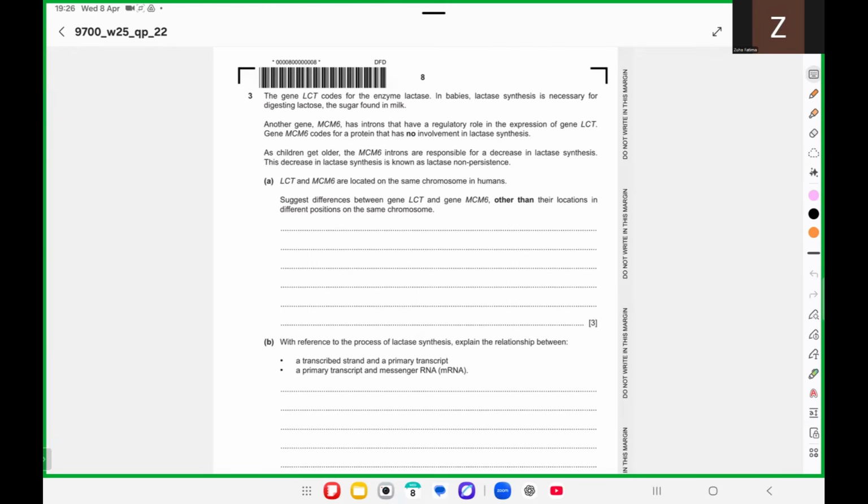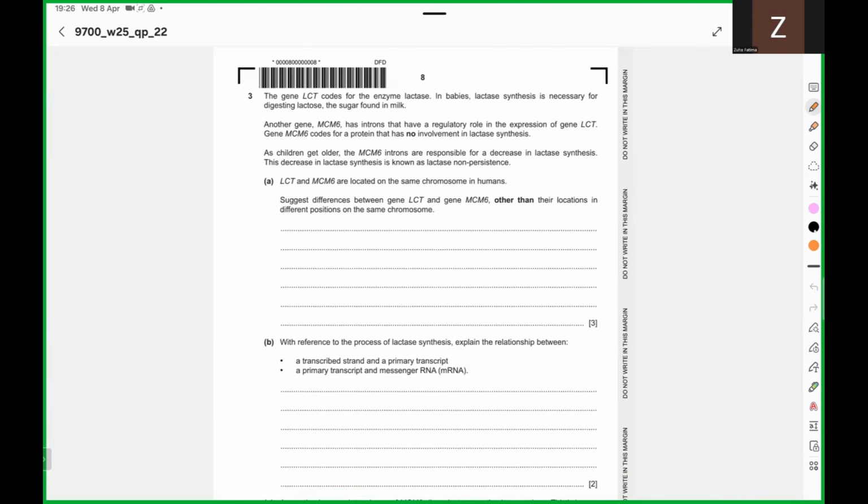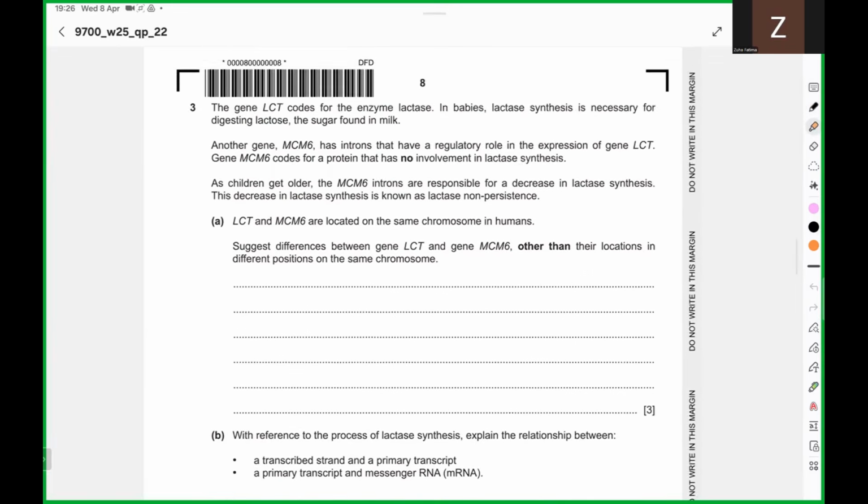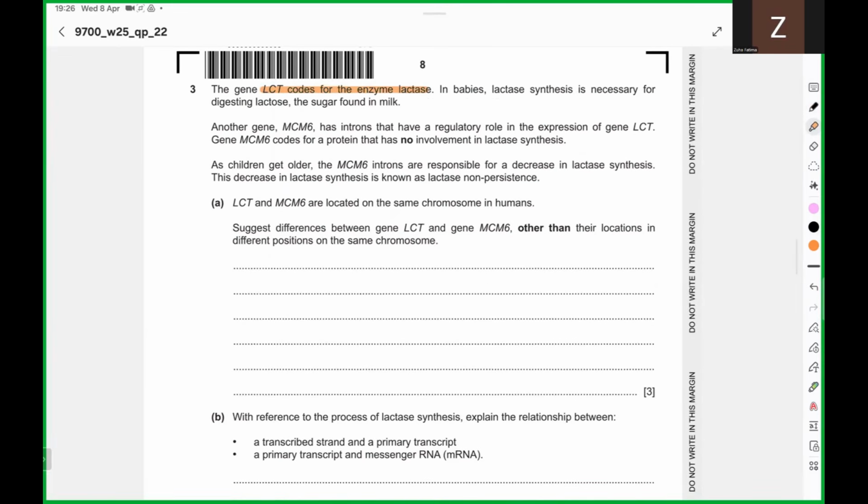Okay, so we have done 3 questions. Question 1, 2, and 5 yesterday. We'll do 3, 4, and 6 today. The gene LCT codes for the enzyme lactase. In babies, lactase synthesis is necessary for digesting lactose, the sugar found in milk. So lactase is needed for lactose digestion. Another gene, MCM6, has introns that have a regulatory role in the expression of gene LCT.